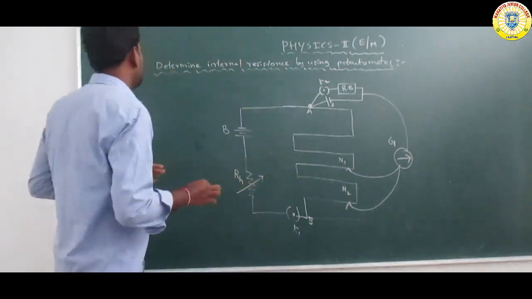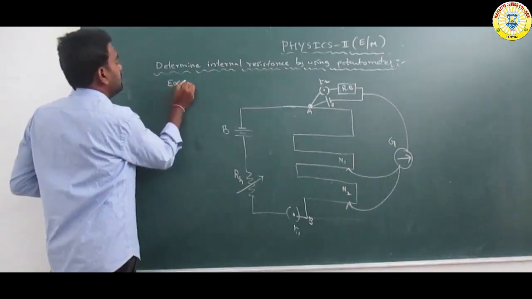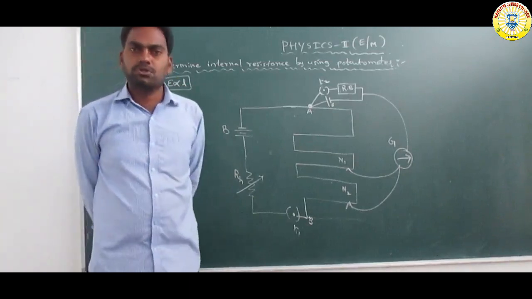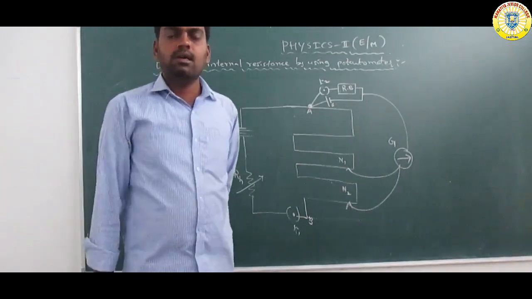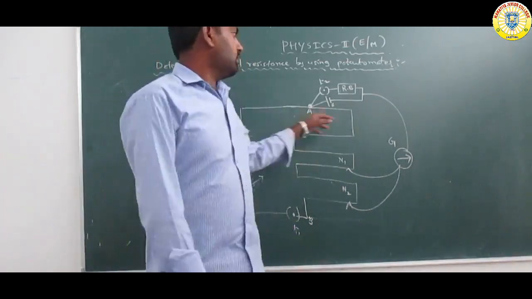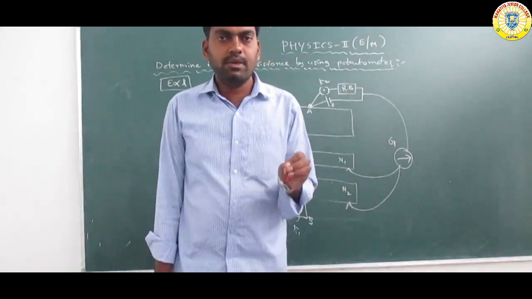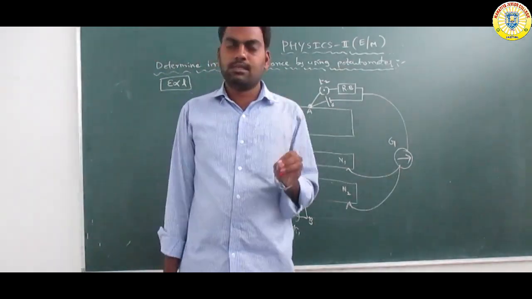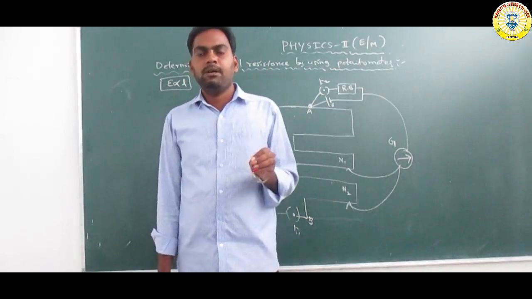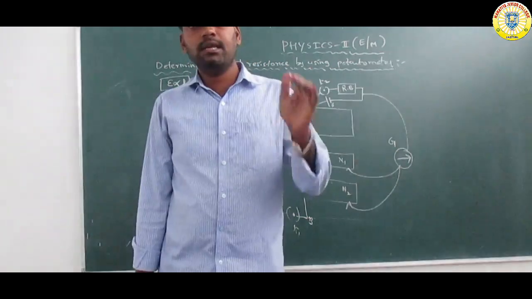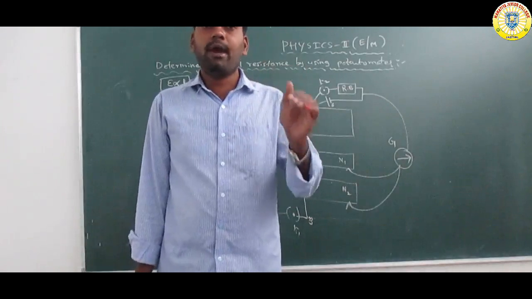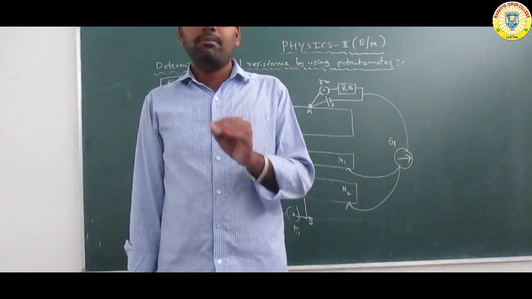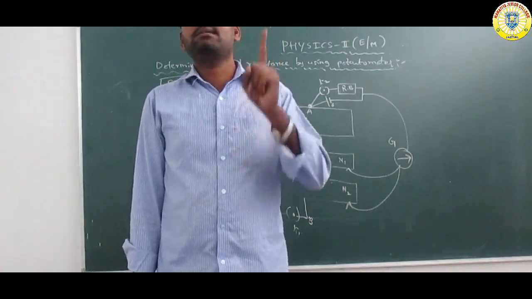So we can write it in mathematical form: E is directly proportional to L. This is the principle and the working of the potentiometer. So a steady current is flowing through a wire of uniform cross sectional area, and the potential difference across any two points on the wire is directly proportional to its length, L.